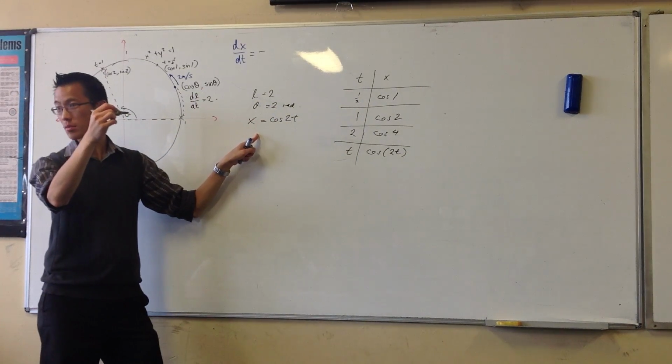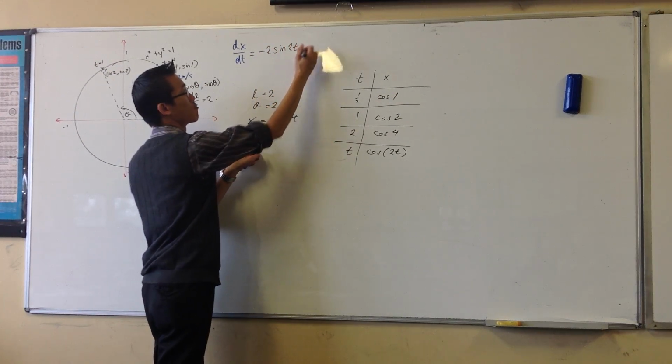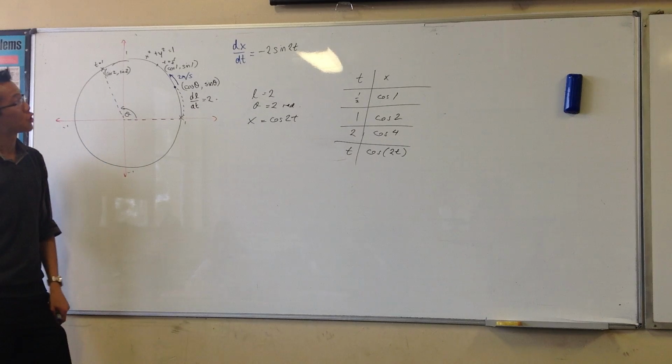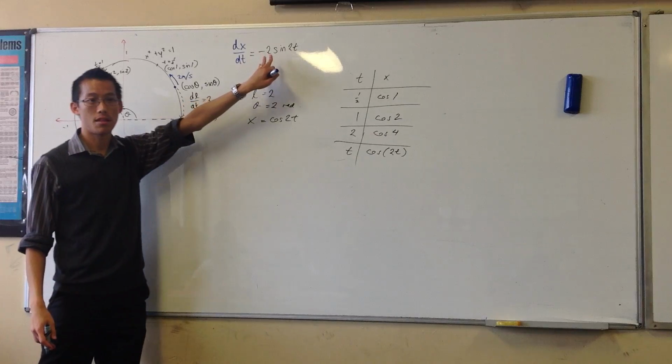Minus, because cos goes into minus sine, and then you do the chain rule. So there's the inside, and then it turns into sine. Okay, so this is good. At least so far, we've made some progress. dx on dt is that.